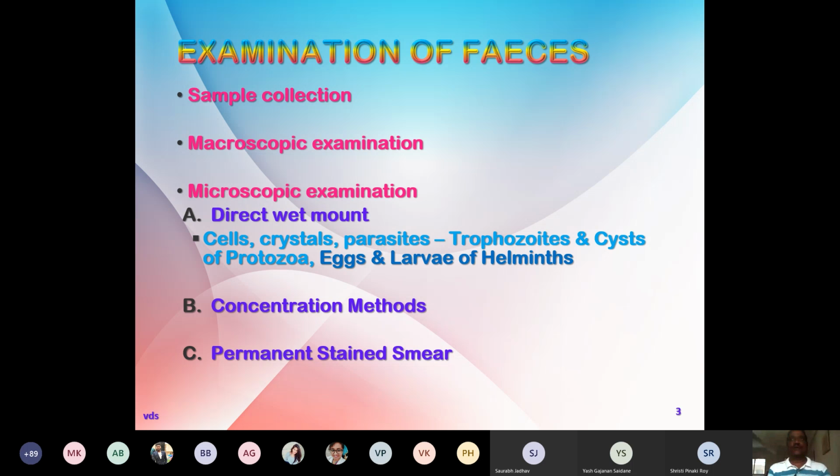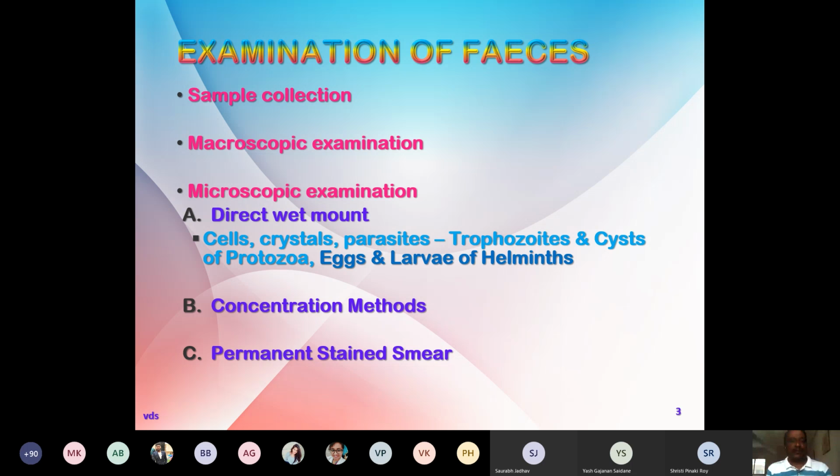Macroscopic examination of the stool, what we observe in the stool, particularly with respect to helminths, which are metazoan parasites, larger parasites. Some parasites release segments, such as tapeworm, in the stool. Some of the adult worms may be excised out from the feces. Those adult worms can also be observed macroscopically. So this macroscopic examination is also important for identification of infection.